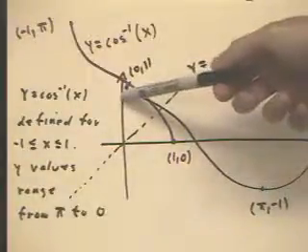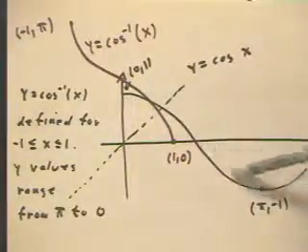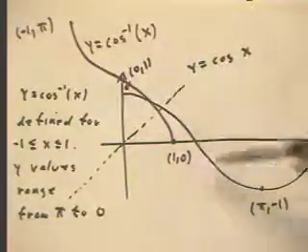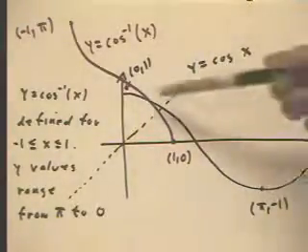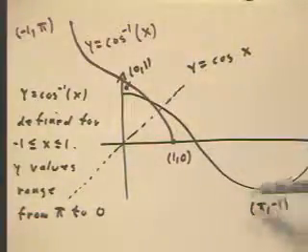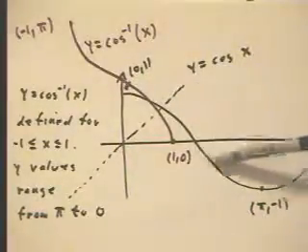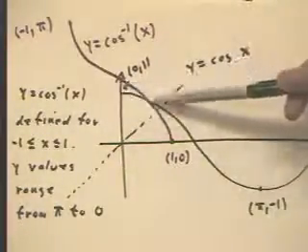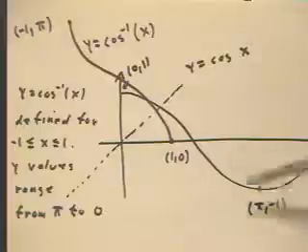We choose to start at the origin and go to here. So we're going to invert the cosine function from x equals 0 to x equals pi. Between these two values, y ranges from 1 down to negative 1, and we take each value exactly once. Each horizontal line crosses the graph exactly once if we restrict ourselves to this segment of the graph.